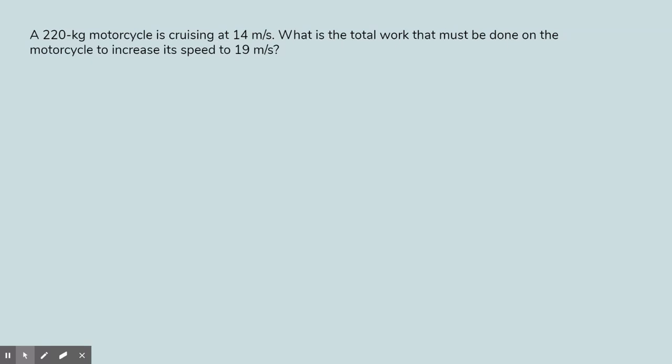So in the previous video, we talked about relating speed or velocity to work. And we used this equation. The total work equals 1/2 mv final squared minus 1/2 mv initial squared. Now, this one, you'll probably like this problem. This one is nice and easy. We can just plug in all our information.